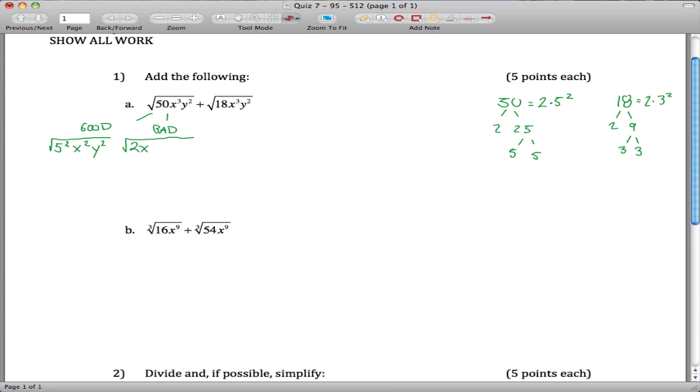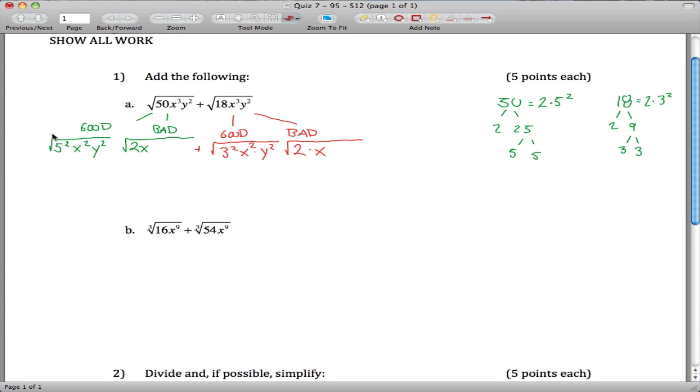And to that I want to add, I'll do the exact same thing with this guy. Let's see, this square 18 is really 2 times 3 squared. So I'll have to put the 2 over here on the bad side because it's not a perfect square, but I can put the 3 squared over here on the good side. And then for the x cubed, I'll put 2 of them here and the other one here. And for y squared, put them both over here.